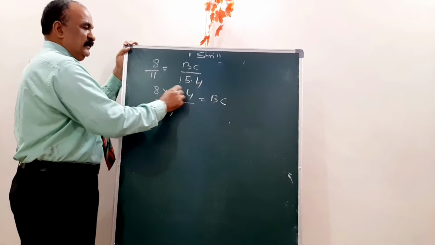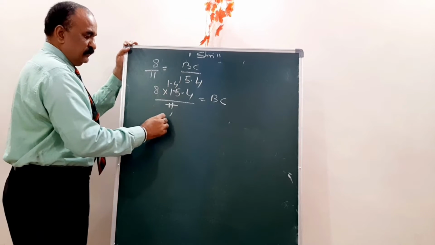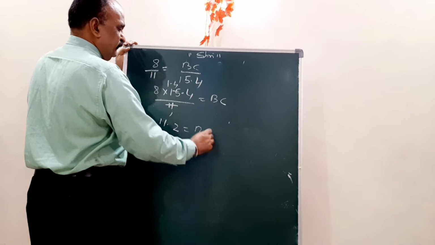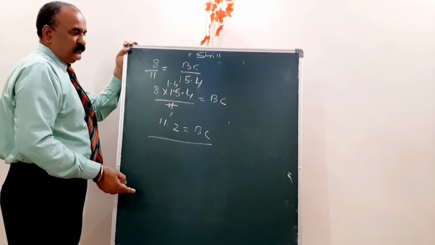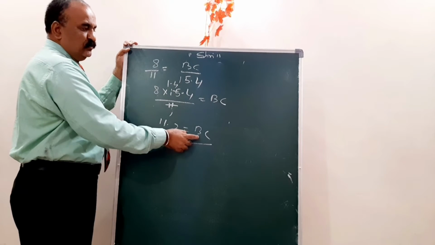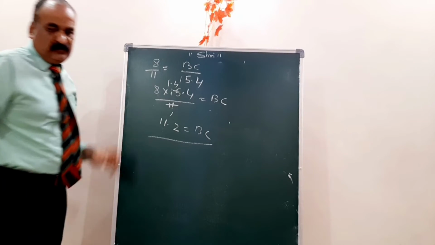11 ones are 11, 11 ones are 11, 11 fours are 44, 8 into 1.4 is 11.2, is equal to BC. So BC is equal to 11.2 centimeter. It means the BC is 11.2. Now next question.